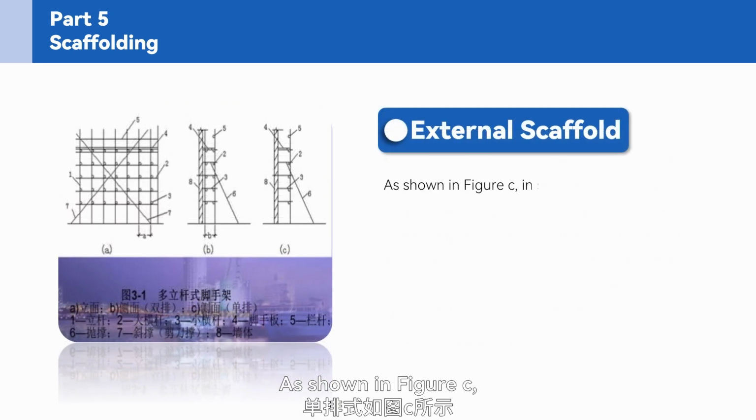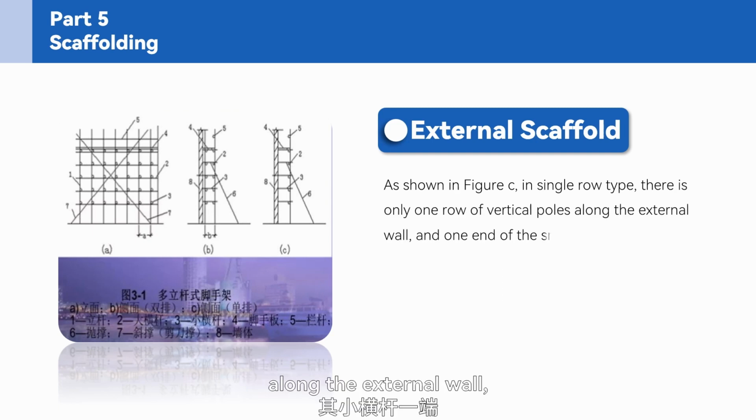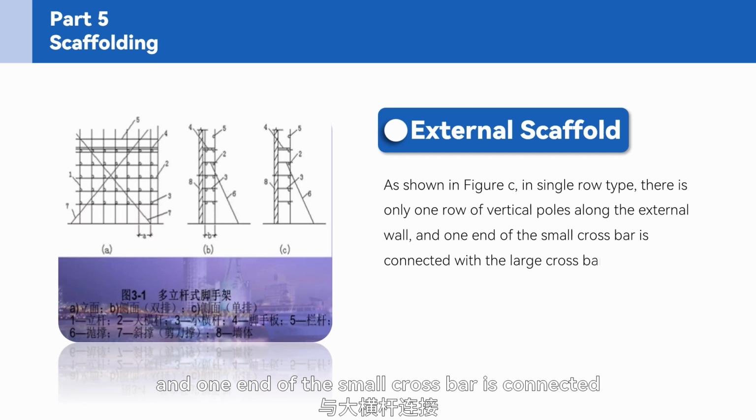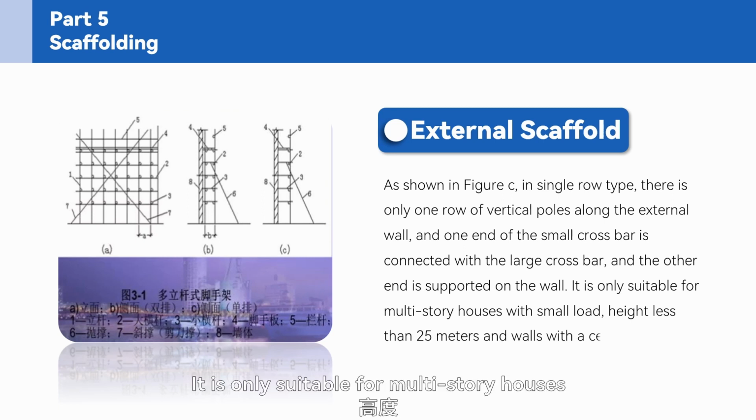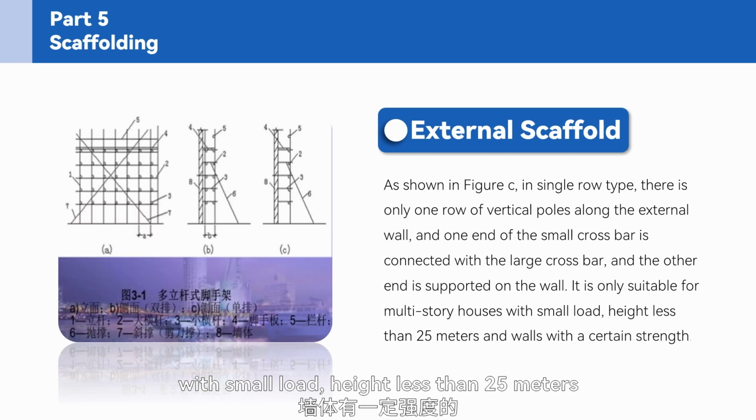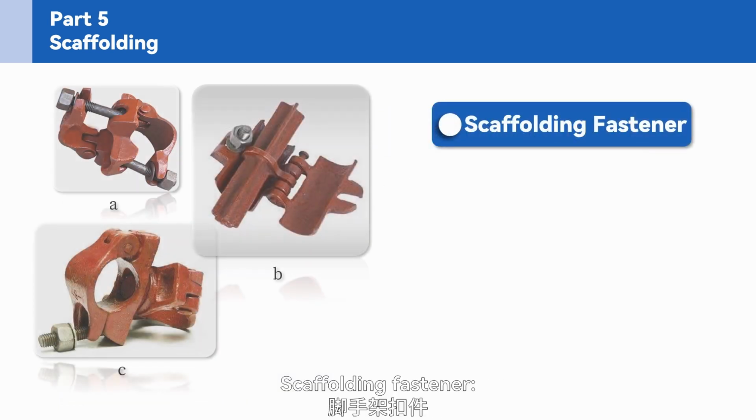As shown in Figure C, in single row type, there is only 1 row of vertical poles along the external wall, and one end of the small crossbar is connected with the large crossbar, and the other end is supported on the wall. It is only suitable for multi-story houses with small load, height less than 25 meters, and walls with a certain strength.